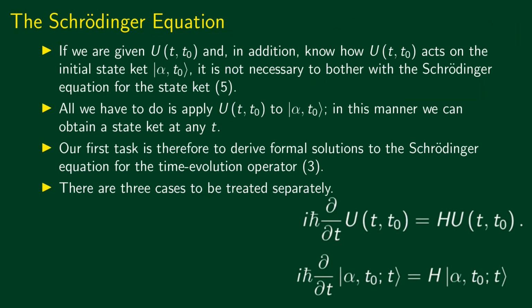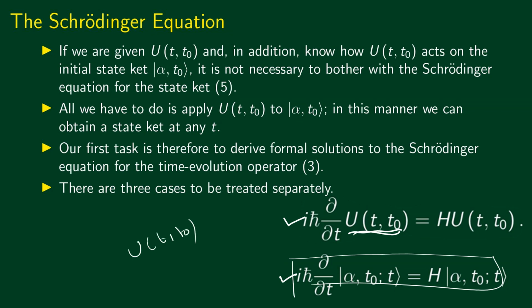So to study the dynamics of the state, you can either work with the Schrödinger equation for the time development operator, or you could work directly with the Schrödinger equation for the state ket. Now, if you can construct this equation and solve it, you get u(t, t0). Once we have u(t, t0), we know the action of it on the state ket, let's say the initial ket. In that case, there's no need to bother with this equation. We can just work with u(t, t0). In that case, our task would be to solve this equation for different situations and obtain u(t, t0).